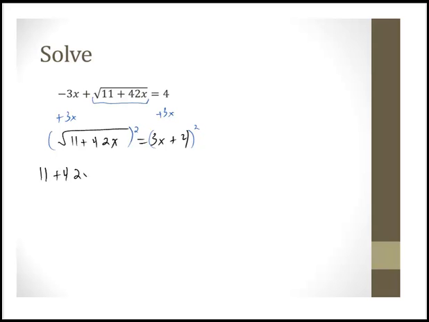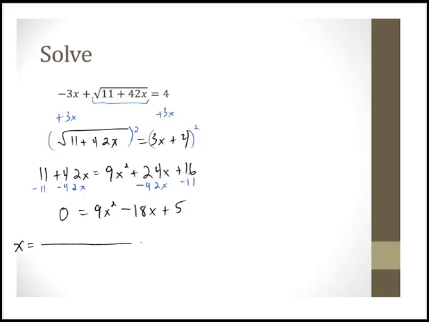11 plus 42x is 9x squared plus 24x plus 16. Let's put this in the standard form. I'll subtract the 11 and the 42x. And I have 0 is 9x squared, 24 minus 42 is negative 18, minus 18x plus 5. Alright, now, is this going to factor? I'm not sure. Let's go to the quadratic formula.